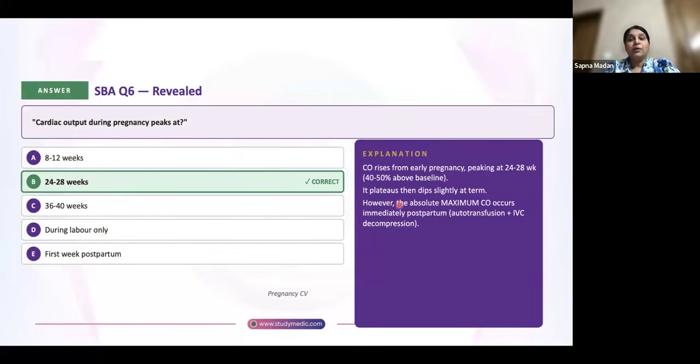The cardiac output rises from early pregnancy. It peaks at 24 to 28 weeks and rises 40 to 50% above the baseline. It plateaus and then dips slightly at term. The absolute maximum cardiac output is immediately postpartum because of autotransfusion and also the inferior vena cava is decompressed. So the aortocaval compression is relieved.